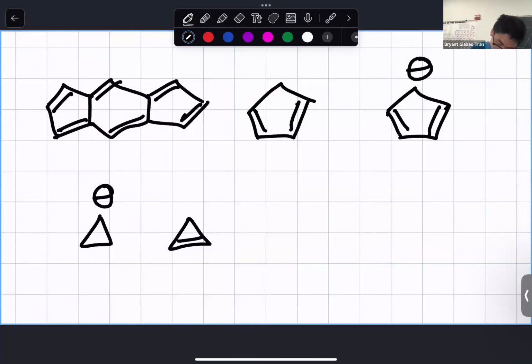We're just determining aromaticity of these, right? Yeah, determine if these molecules are aromatic, anti-aromatic, or non-aromatic.